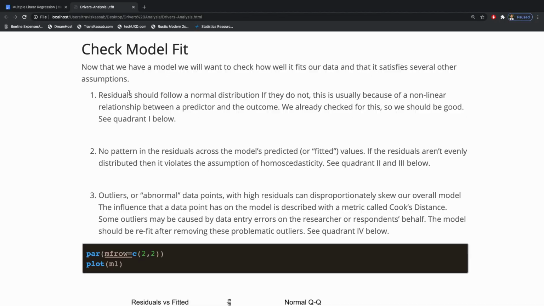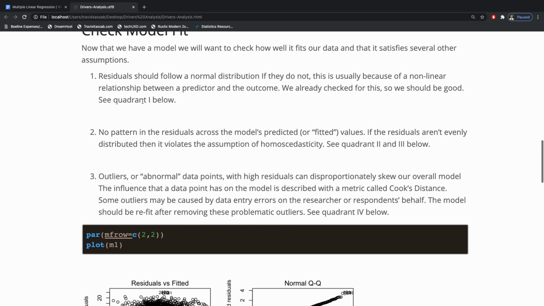Okay, let me back up and talk about residuals. Our model can now make predictions of the outcome variable. That's what a model is. It takes the predictor variables as input, and then it will output a prediction. The predicted value minus the actual value is an error term, and that's called a residual. Residuals should follow a normal distribution.